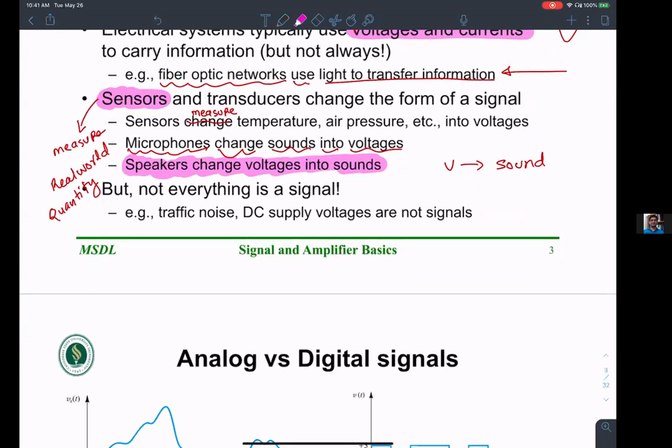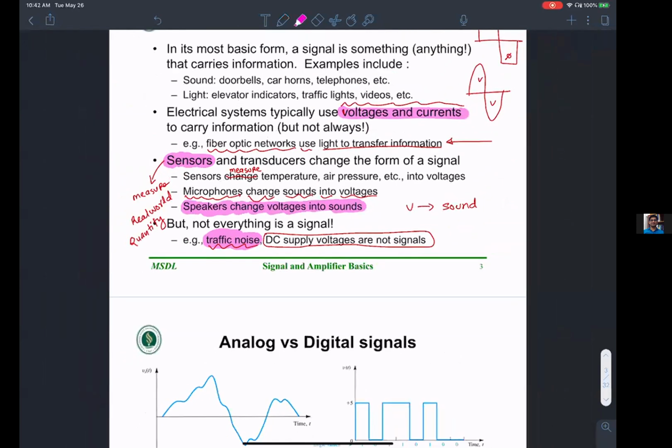Now, but not everything is a signal. If you think about it, a lot of noise, traffic noise, doesn't have a lot of useful information. Well, that's not a signal. DC supply voltages, okay, most oftentimes, they don't have any useful information. They're just there to provide operational power. They're not there to encode any signals. So DC power supply voltages are not signals, they're just power supplies. So not all voltages are signals. Some of them are, many of them are, some of them are not. Traffic noise is another variable that is not a signal at all.